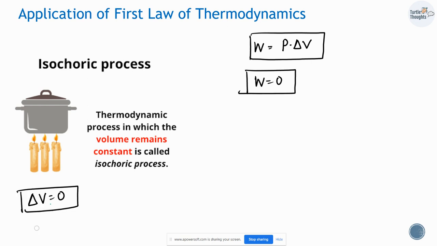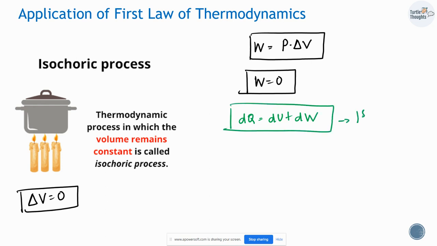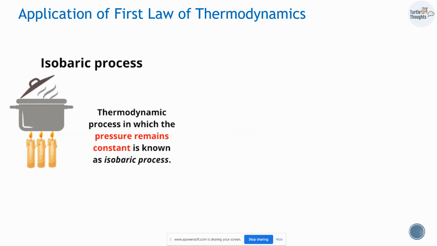Now, substituting the same in the formula, dQ will be equal to dU plus dW. Substituting in the first law, I will be getting W is equal to 0. In this case, dQ will be equal to dU, meaning that the heat supplied is going to be equal to the change in internal energy.